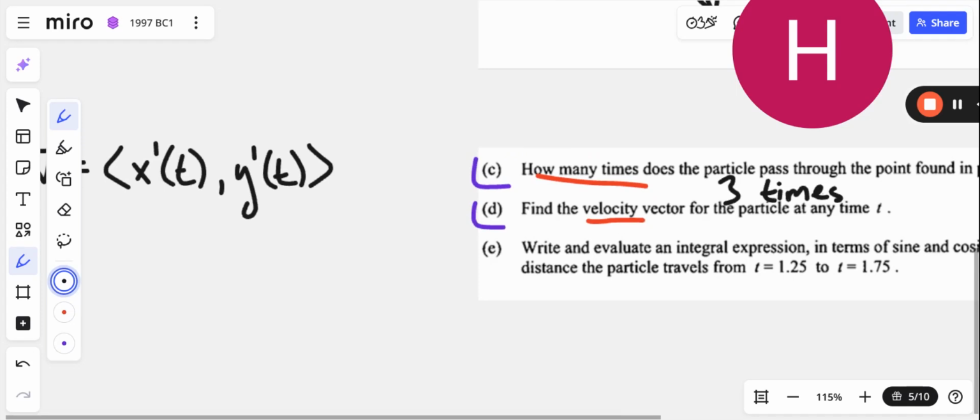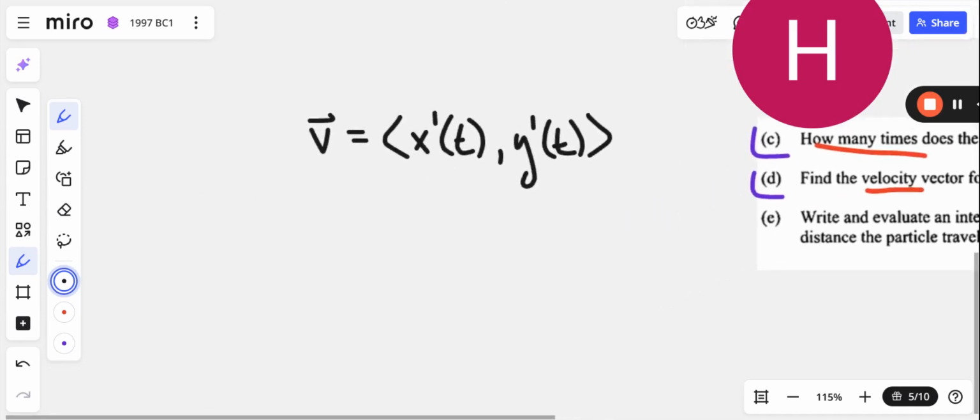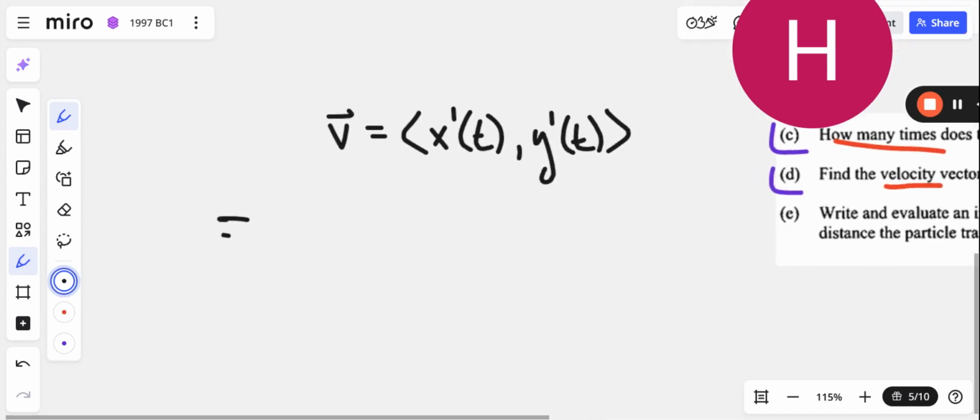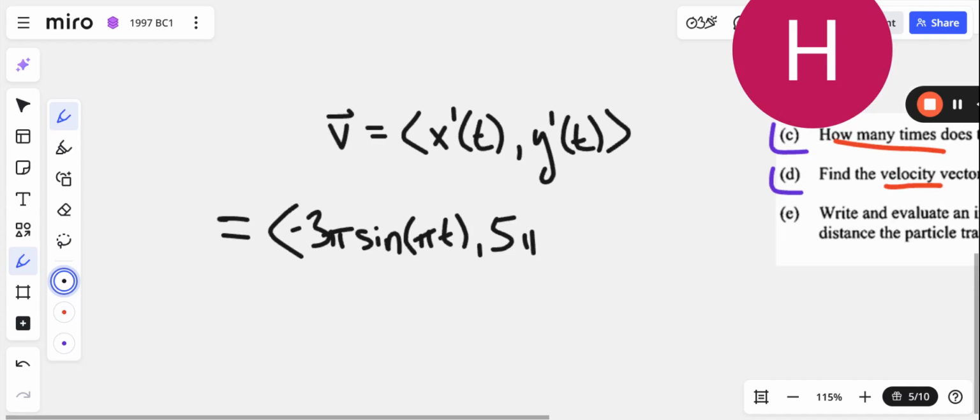So we really just have to find the derivative here, and that's pretty easy to do. This is just going to be a chain rule situation for each of them. Be careful, because you know that the derivative of cosine is negative sine. Definitely don't want to miss points on that. And then we have a chain rule. So you're going to multiply additionally by pi. And then for y prime, we're just going to have 5 pi cosine of pi t.